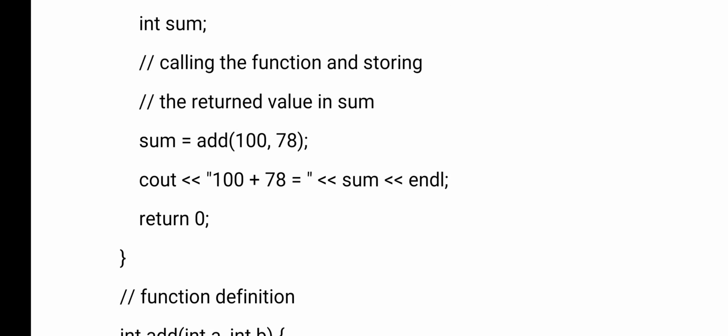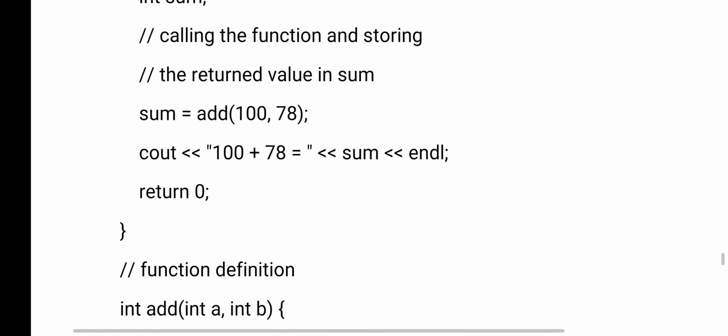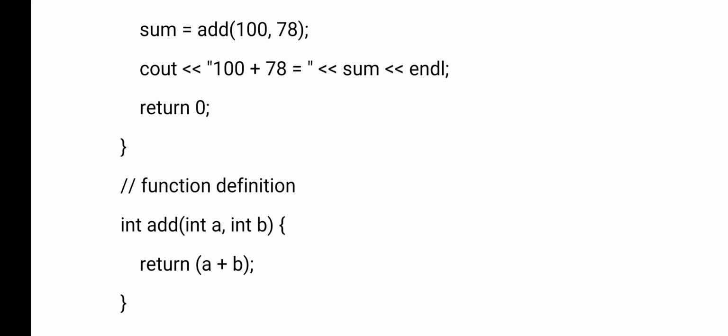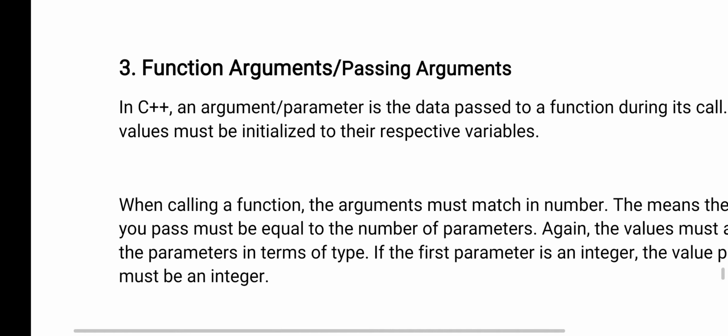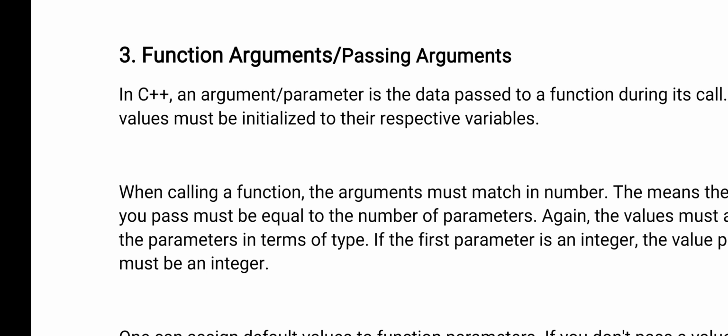When you are calling the function, at that time only we pass the value. So in the user defined function, some variables should be there to receive the value. So here, int add int a comma int b. This a comma b are two parameters which are used to receive the value from the calling function when the function is called. So a value is 100, b value is 78. Arguments and passing arguments are nothing but these parameters, which are used in the program to receive the value when the function is called.